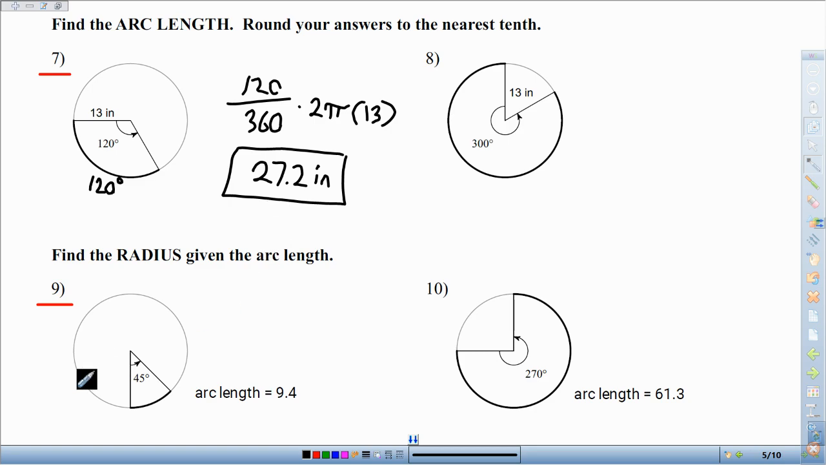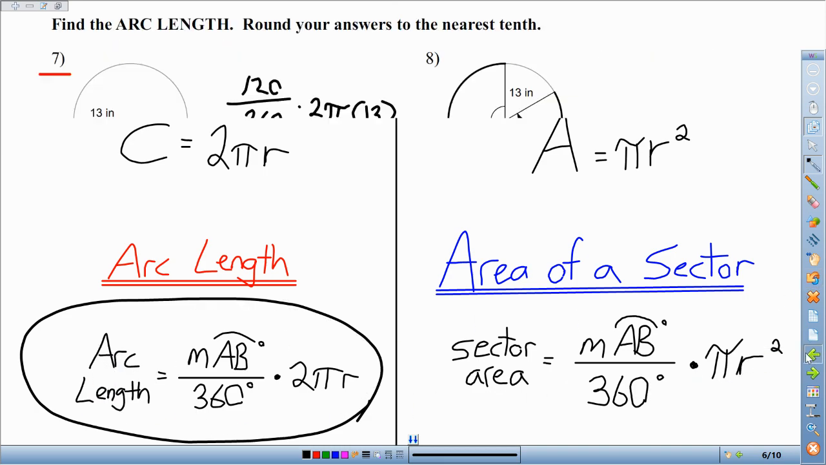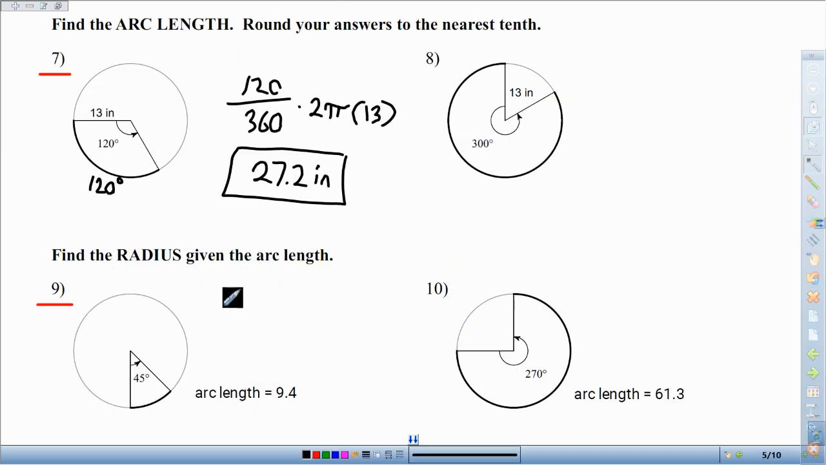All right. The last thing on the front side is doing the opposite. They're going to give us the arc length and ask for the radius. So this is where we will use the entire formula. All right, so let's start with the arc length. On number 9, it's saying it's 9.4. I'm just going to put it up here. So there's our arc length. Okay, that equals the measure of the arc, we can see is 45, divided by 360 times 2 pi r.